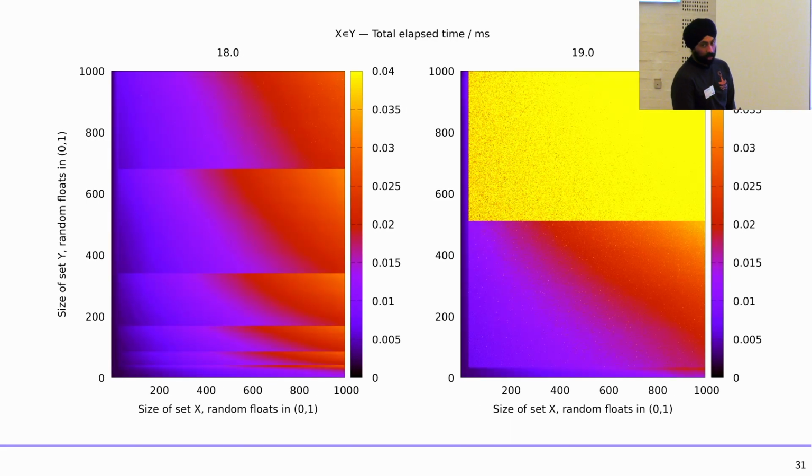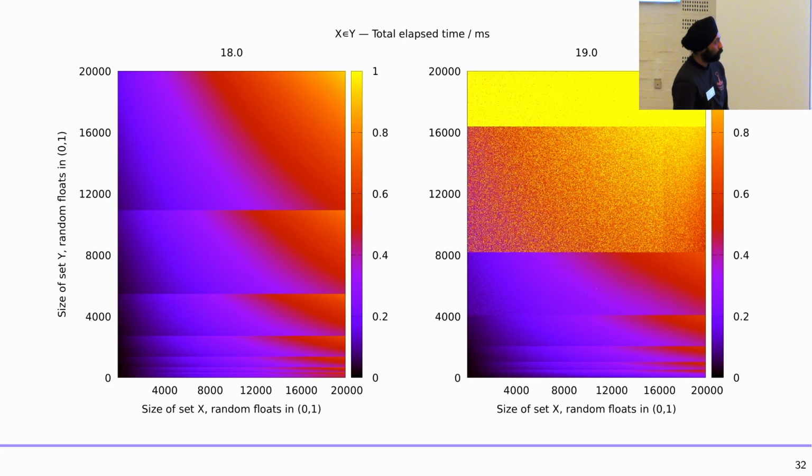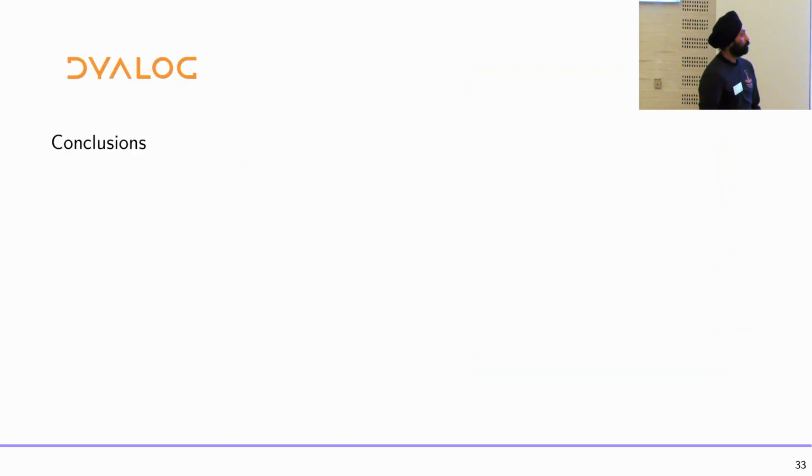And finally, we'll look at floating point numbers in the interval 0 to 1. Again, for small arrays, performance between 18 and 19.0 is not too dissimilar. But as we increase the size, we see a performance degradation. Go up to 20,000, again, we see much the same issue. 19.0's performance degrades. Right, okay, hopefully that wasn't too painful.